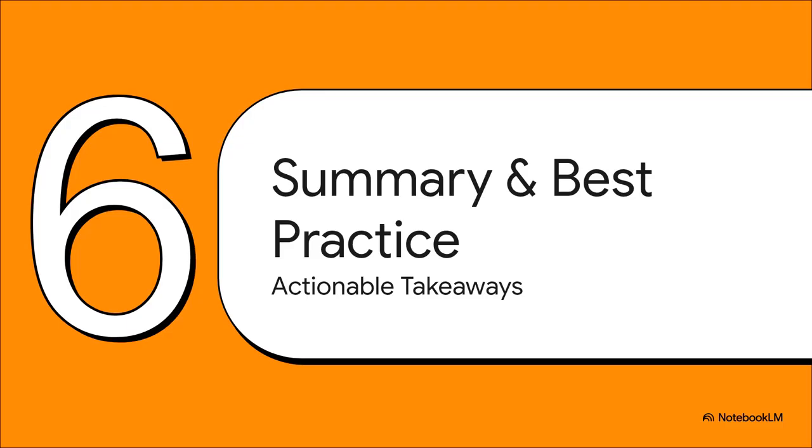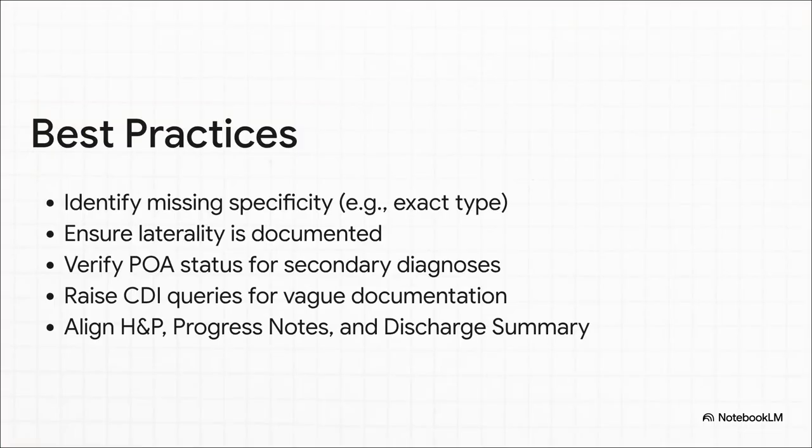Let's wrap things up with Section 6, Summary and Best Practices. Okay, let's synthesize all of this into some actionable takeaways. The collaboration between the physician's pen, the coder's analysis, and the CDI specialist's query is really the only way to ensure the DRG accurately reflects the patient's severity. You have to demand specificity. Don't just accept pneumonia. Push for pneumonia due to Klebsiella. Always ensure laterality is there for procedures, left, right, bilateral. Meticulously verify POA status, and use those CDI queries constantly to clear up ambiguities.